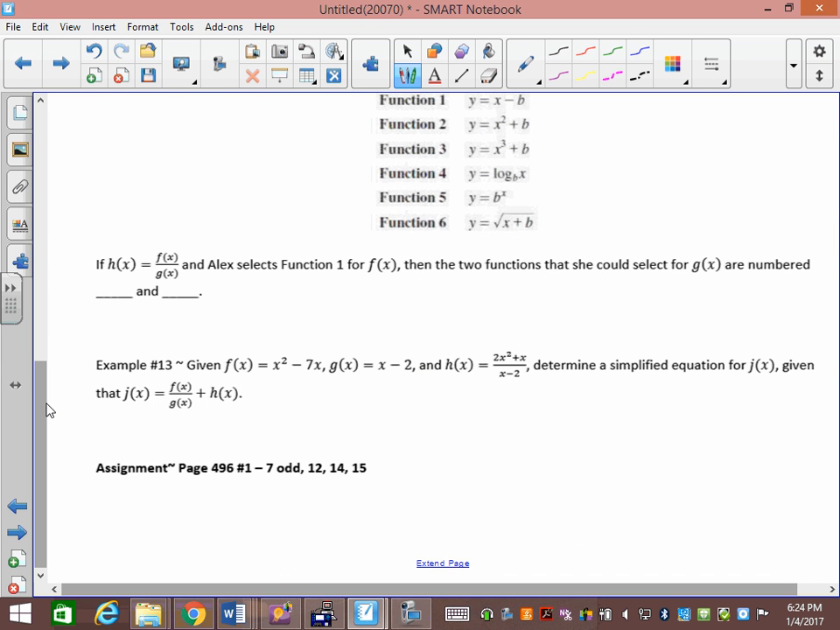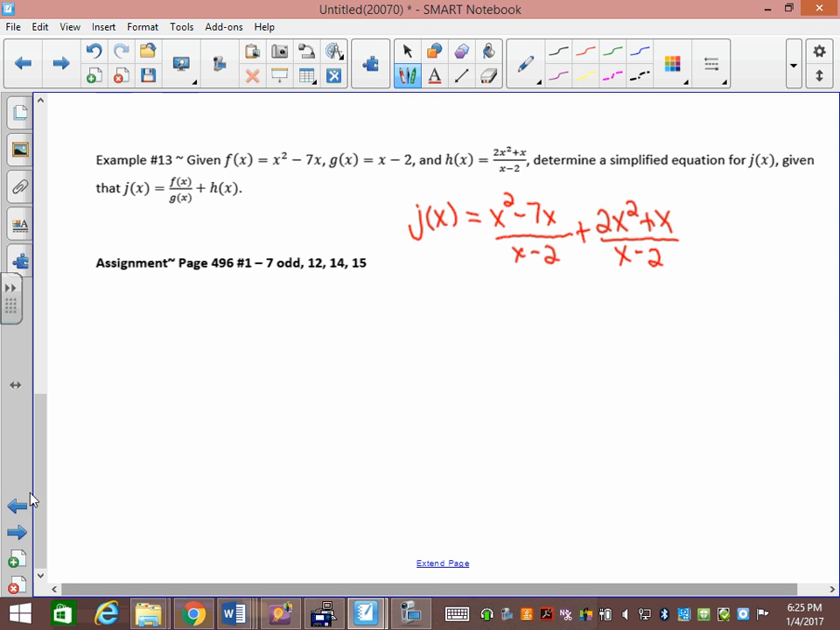And example 13, given f of x equals x squared minus 7x and g of x equals x minus 2 and h of x equals 2x squared plus x divided by x minus 2, determine a simplified equation for j of x. Okay, so j of x equals f of x, which is x squared minus 7x, over g of x, which is x minus 2, plus h of x, which is 2x squared plus x over x minus 2. So they have a common denominator, so we can put them together.